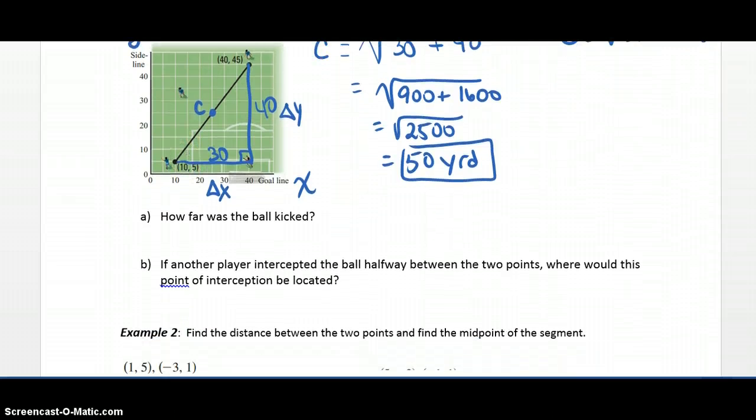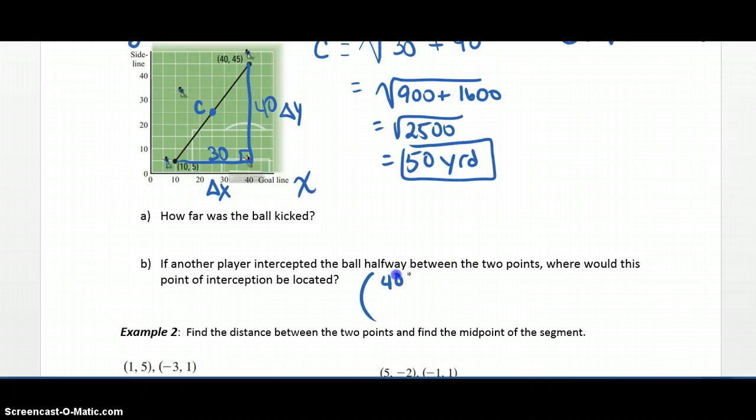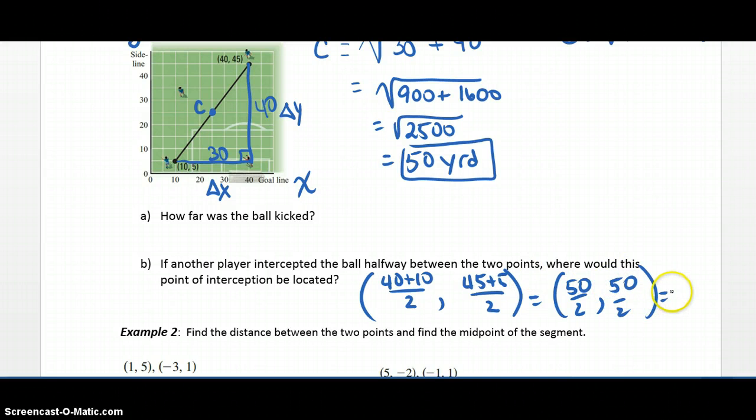So what we can do to find the average, let's do the average of the x first, 40 and 10. That would be 40 plus 10, and we'll divide it by 2. And then the average of the y values would be 45 plus 5 divided by 2. Let's calculate those. 40 plus 10 is 50 divided by 2. 45 plus 5 is also 50 divided by 2. So we have 25, 25.